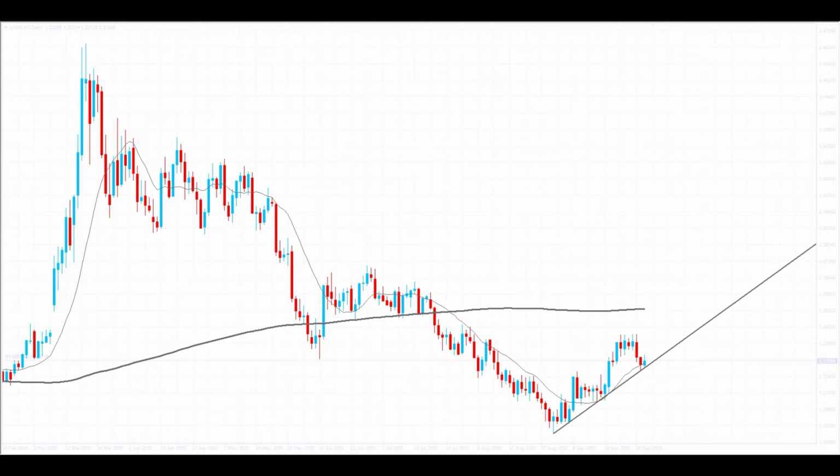So for USD CAD, we could either be seeing a move to the upside to go and test that 200 moving average if we hold at this trend line, or if we see price break through this trend line, potentially see that overall downtrend continue for USD CAD. In that case, we'd just be looking for pullbacks and seeing USD CAD continue to the downside.